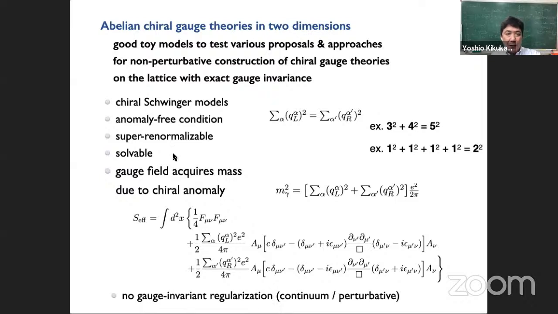But even in two dimensions, we do not have a gauge invariant regularization in perturbative and continuum theory. So if one tries to formulate a chiral gauge theory on the lattice with exact gauge invariance, this is a very nice toy model to check whether a certain method actually works or not. So this is why we are considering this kind of simple model. Okay.